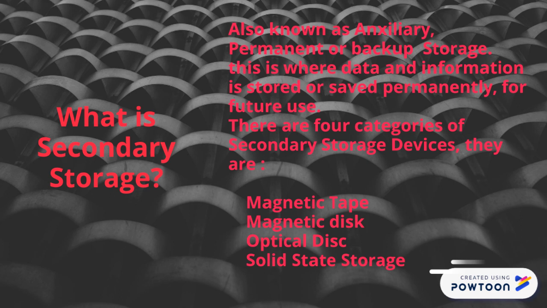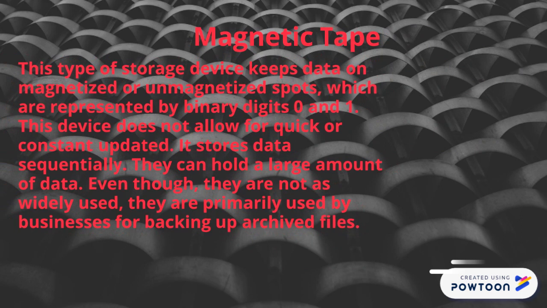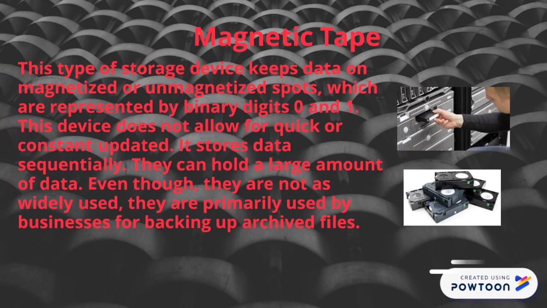Now, there are basically 4 categories that you can put secondary storage into: magnetic tape, magnetic disk, optical disk, and solid state storage. Right, so let's look at the first one, which is magnetic tape. Magnetic tape is basically the first type of secondary storage device. It's a storage device that keeps data on magnetized or unmagnetized spots on the tape itself, and it represents information using binary digits, which are ones and zeros.